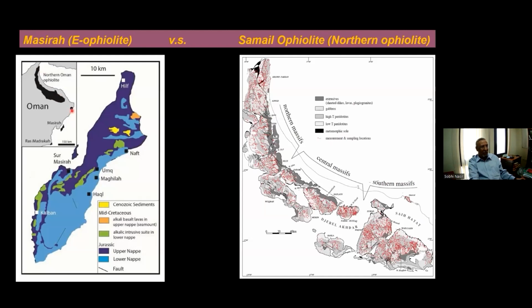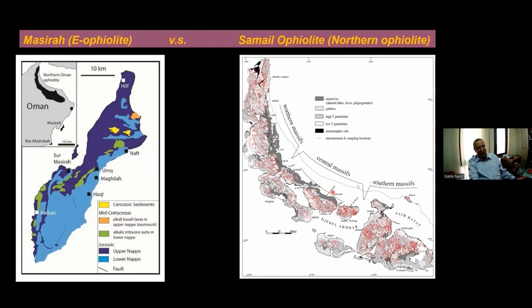And we have three blocks of ophiolite in the eastern part. So this is called the eastern ophiolite. And this one is called the northern ophiolite. Geologically, they are known as the Samail Ophiolite. This is the northern ophiolite in the northern Oman Mountains. And we have the eastern ophiolite represented mostly by the larger block, which is in Masirah Island. Because of that, we call it the Masirah Ophiolite.